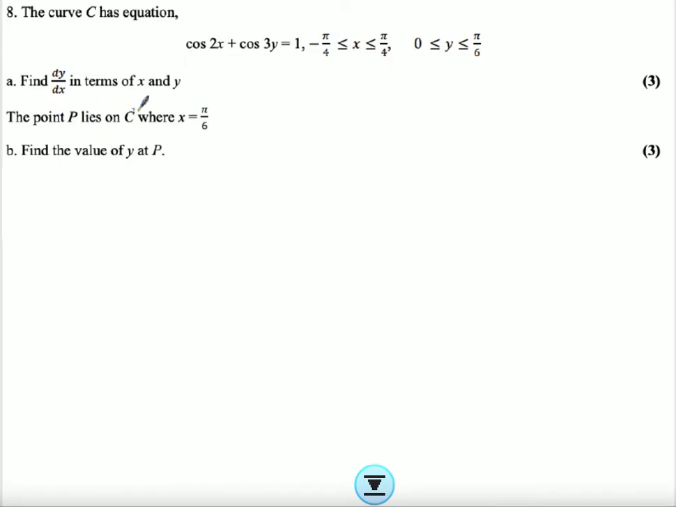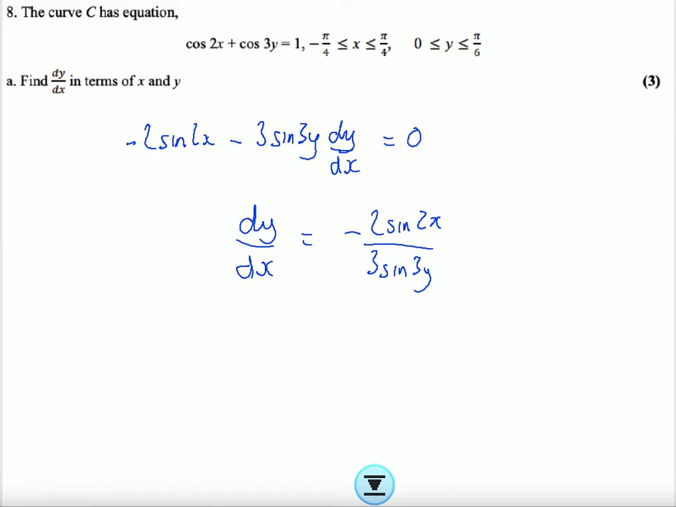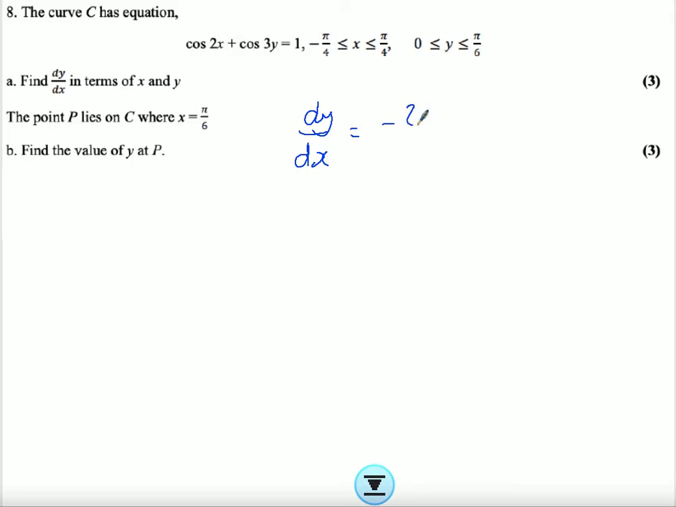The point P lies where x is pi over 6. Okay, so let's just write down what we've just worked out. So dy by dx was equal to -2 sine 2x over 3 sine 3y. X is pi over 6. Find out what y is. Okay, so we're not going to be using the differential in this one, are we? We're just going to substitute it straight into this.